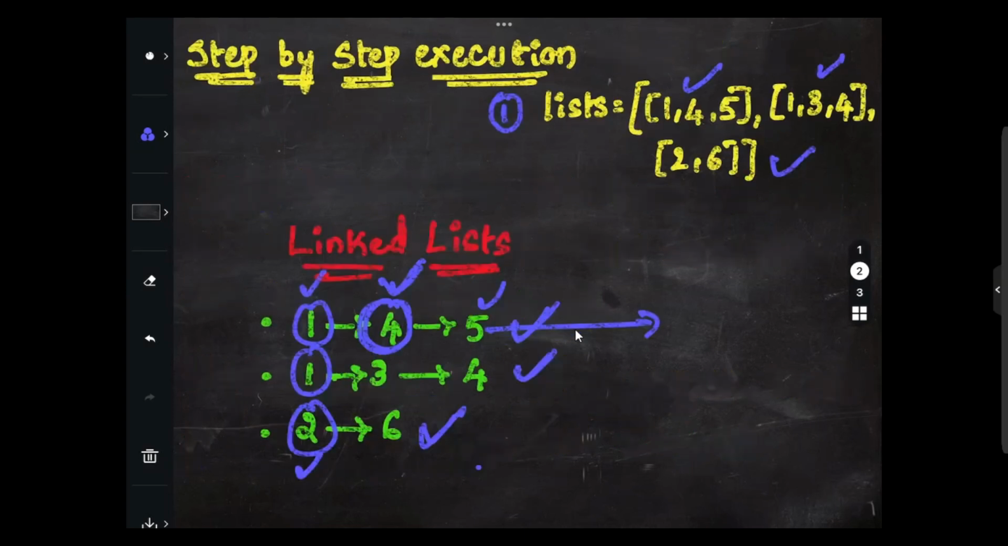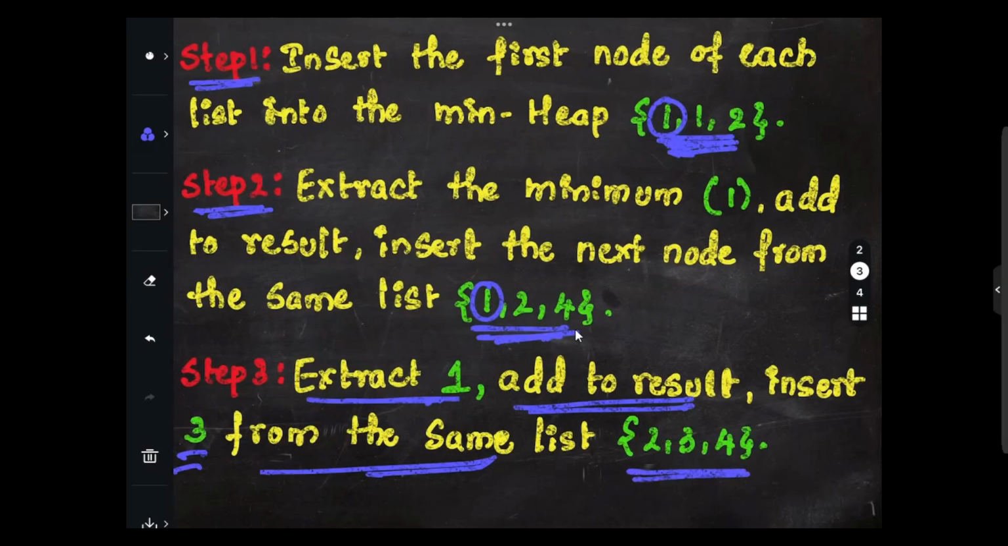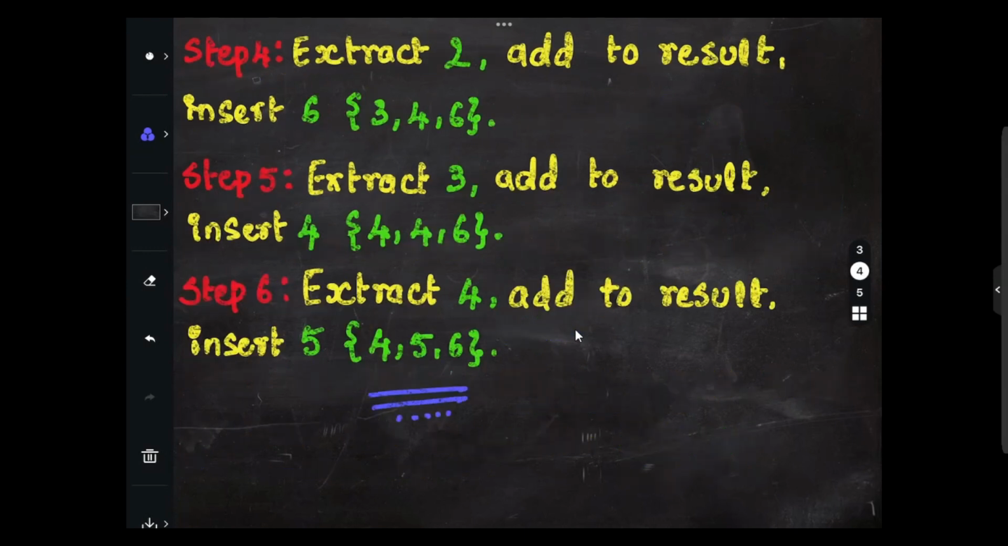Insert 3 from the same list means this one I am speaking of, right? We have considered 1, 4, and now we are considering 3. We are inserting 3 from the same list. Now this becomes 2, 3, 4. Again the same step, basically from step 2. We will again go for the minimum here. The minimum is 2 in this case. We will extract 2 and add it to the result.